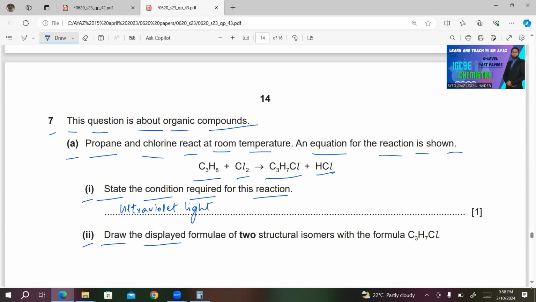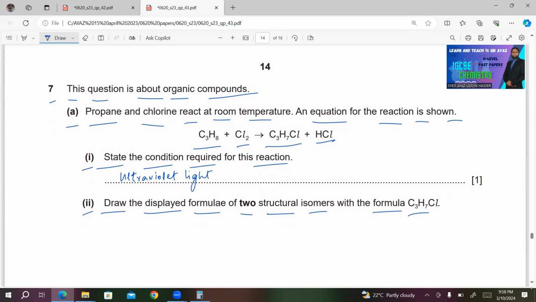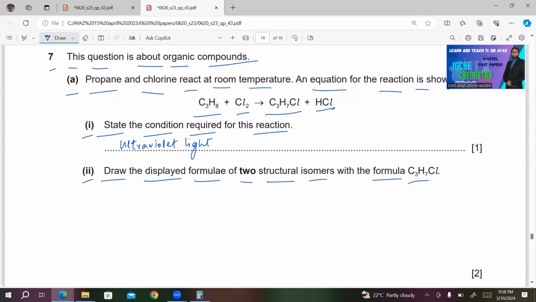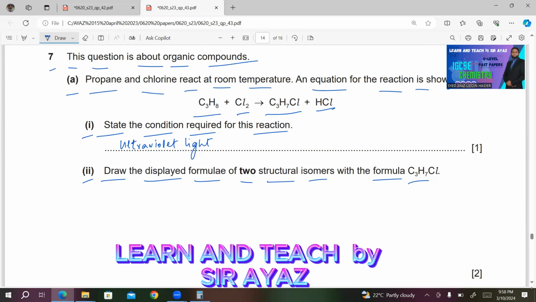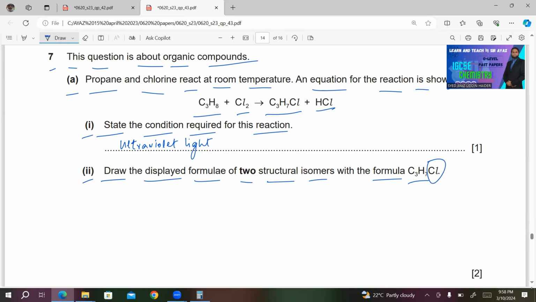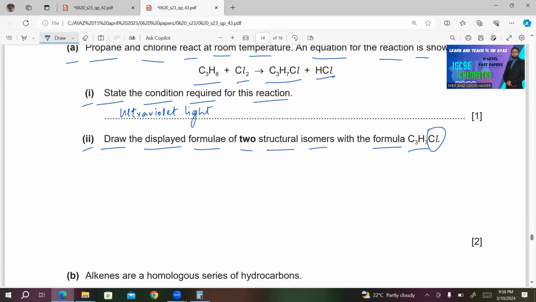Number 2, draw the displayed formula of two structural isomers with the formula C3H7Cl. So they are talking about the isomers with the formula C3H7Cl. So the isomers must be having different positions of Cl in them. So one must be 1 chloropropane and the second must be 2 chloropropane.